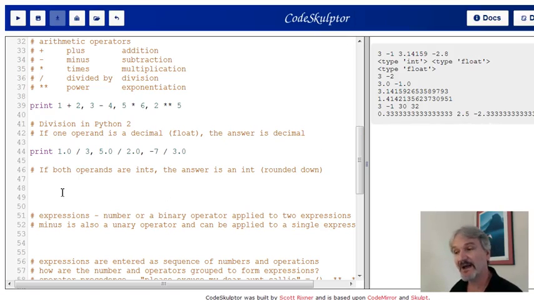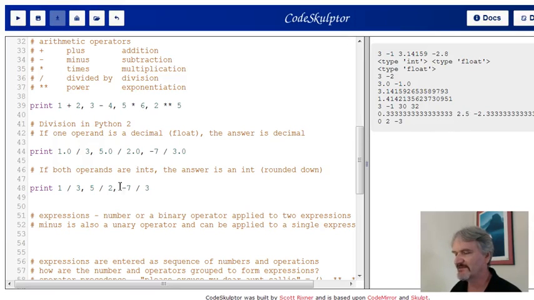Notice if both the operands are actually integers, Python returns the integer version of the answer. In that particular case, it's the next lowest integer after you do the exact division. So for example, if I say print 1 divided by 3, or 5 divided by 2, or minus 7 divided by 3, you run that, and the answer comes out to be, well, 1 divided by 3 is 0. We kind of round it down.